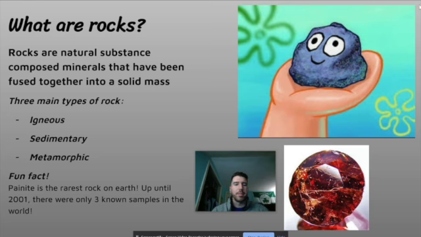Rocks are something you probably see every day when you're in the car, or if you go out in your backyard, everywhere. They're all around us. But you probably never think of how they got there, where they came to be. So we're going to talk a little bit about that today. Rocks are just a natural substance composed of minerals that have been fused together in various different ways to become a solid mass.